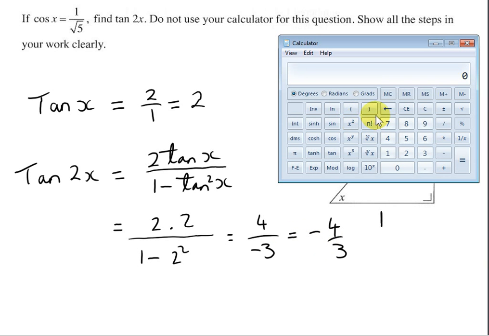Let's do a quick check of this. Let's take 1 and divide it by the square root of 5. Let's get the inverse cos of this. So this is what x is. Now if we want the tan of 2x we need to multiply this by 2 and take the tan. There we have it, minus 1 and a third, or minus 4 thirds.